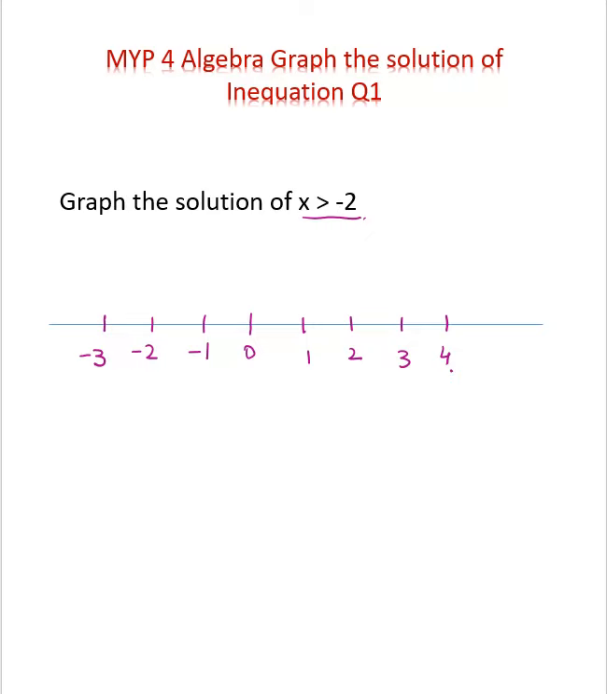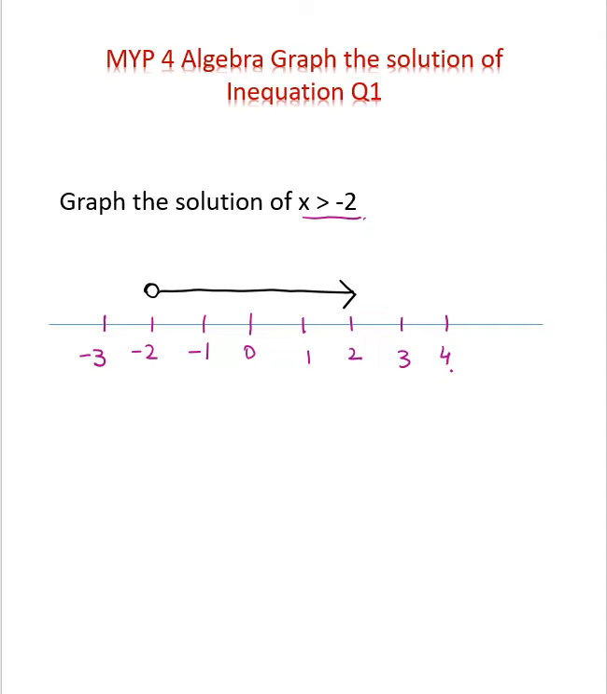Now, x is greater than minus 2 would mean that we start from minus 2 and it is bigger than that. So the line extends to the right with an arrow, which means it will extend up to infinity. So anything bigger than minus 2. But because minus 2 is not included, we put a hollow circle.